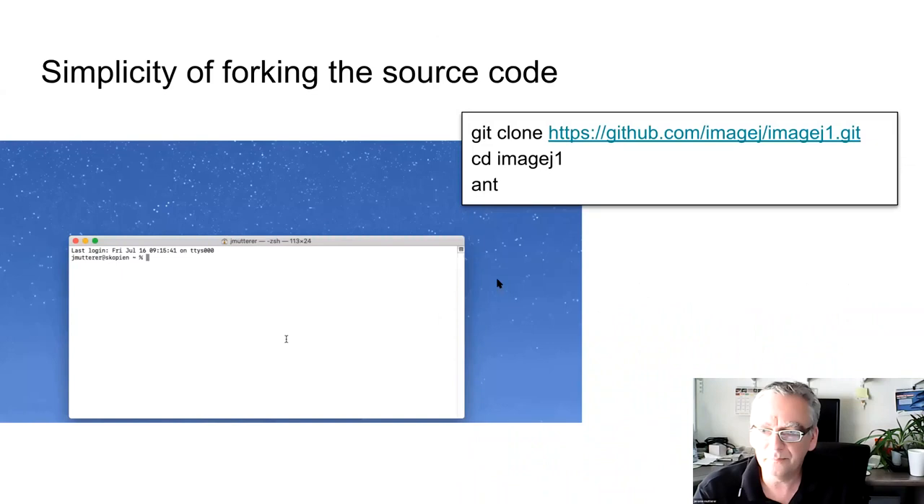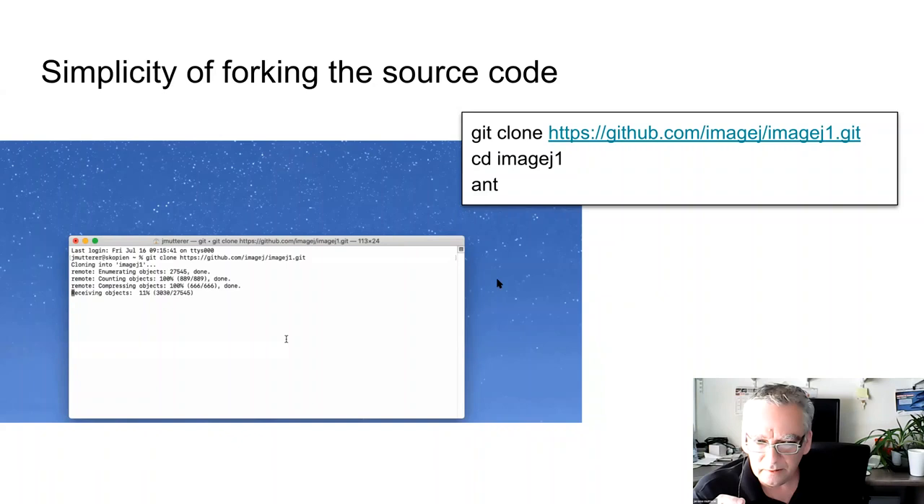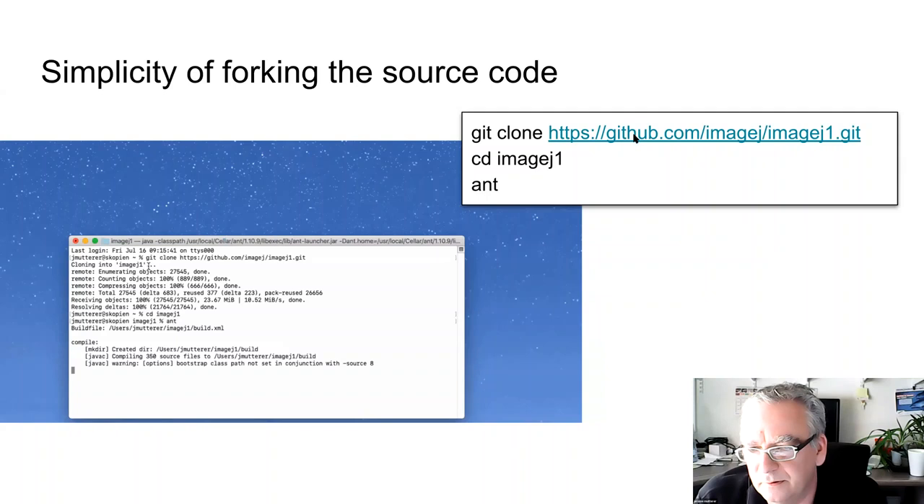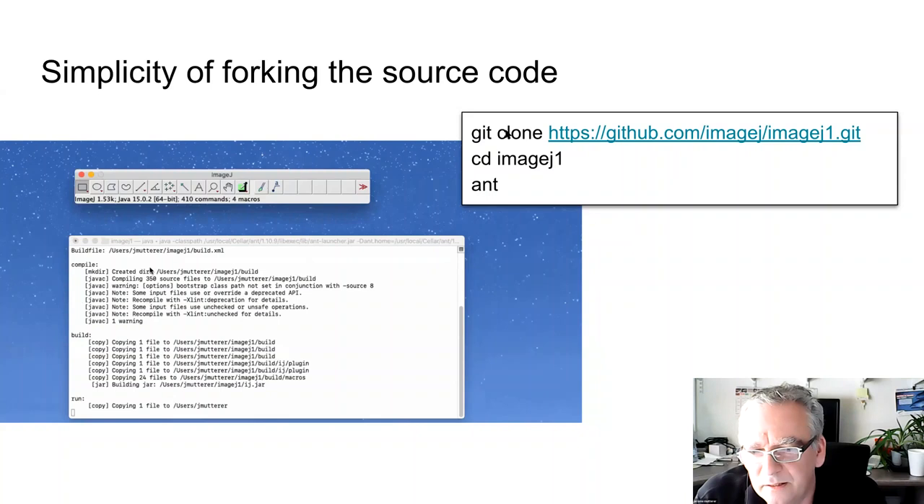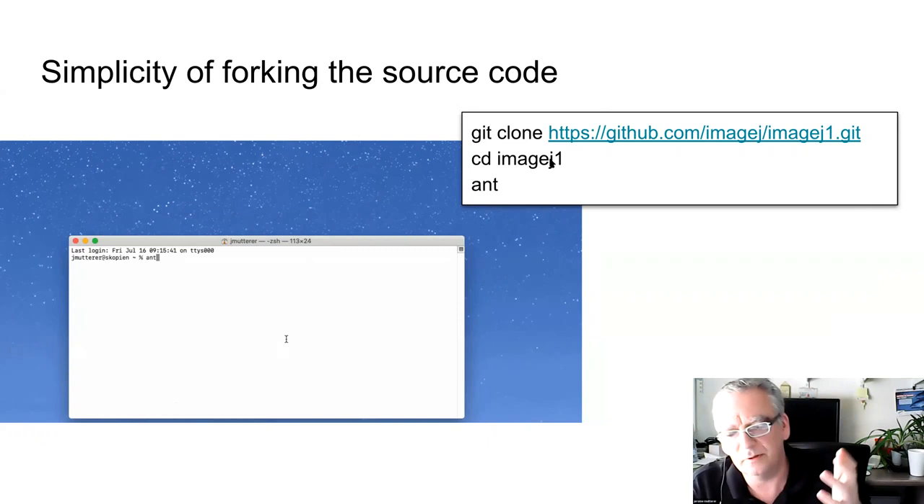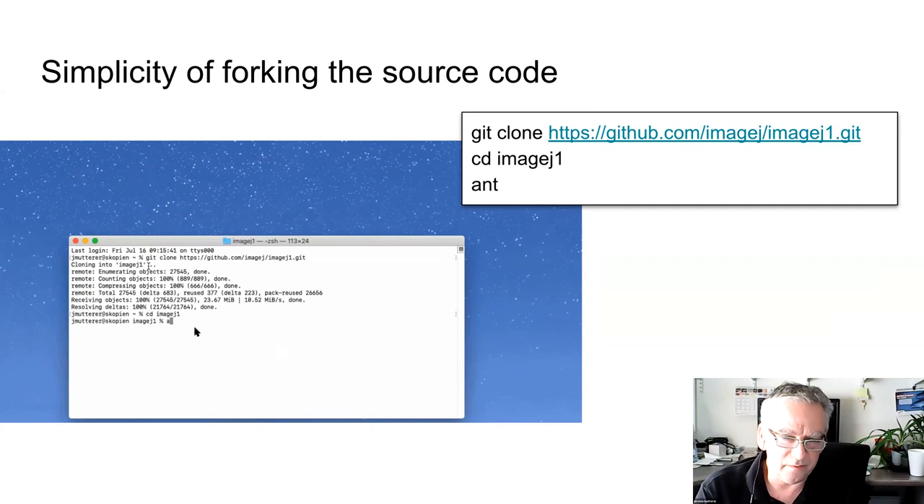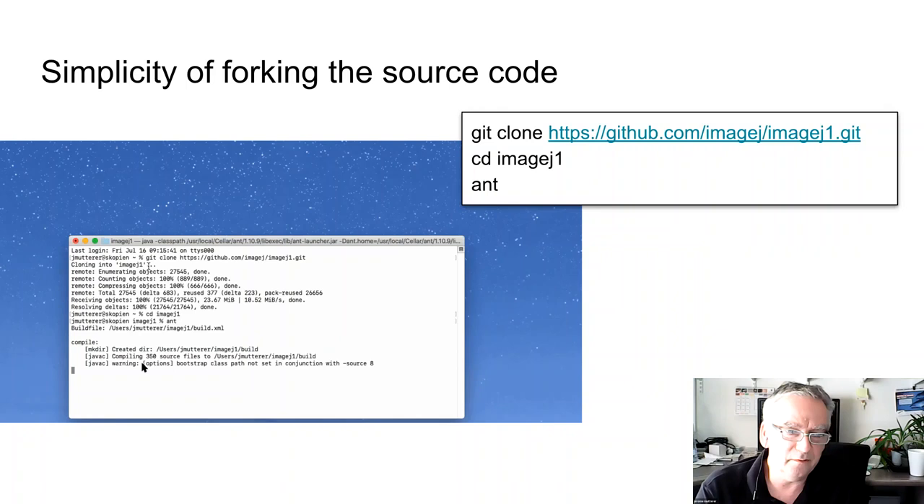Another point that is really crucial is that it's so simple to obtain the source code. Basically, it's those three lines. The source code is in the GitHub repository, so you can simply git clone it, then change directory to the directory that you just downloaded, and you can build the software with the third line. This is what happens in the video here. Compiling takes a few seconds, and then you get your own compiled version of ImageJ.